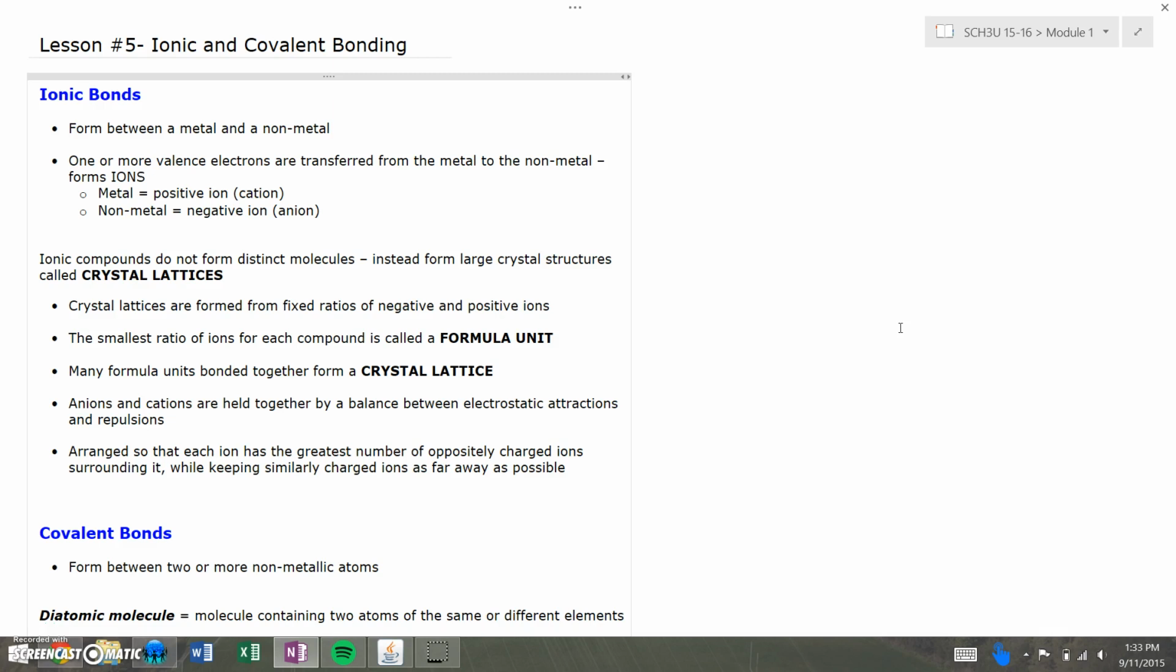We're going to continue to focus on ionic and covalent bonding, and today specifically we want to talk about their properties, both physical and chemical. Okay, so let's quickly review here. Let's talk about ionic bonds. If you remember, they form between a metal and a non-metal.